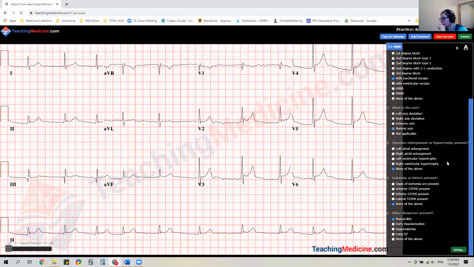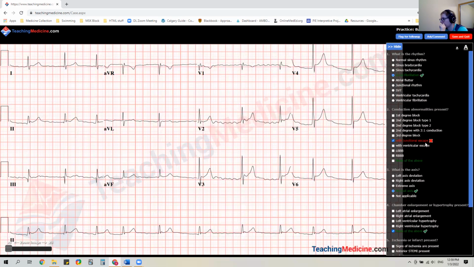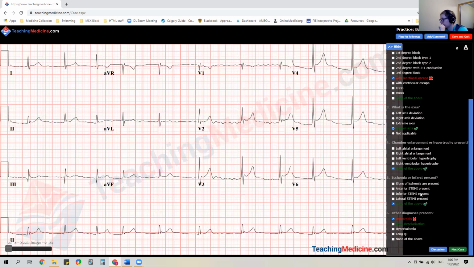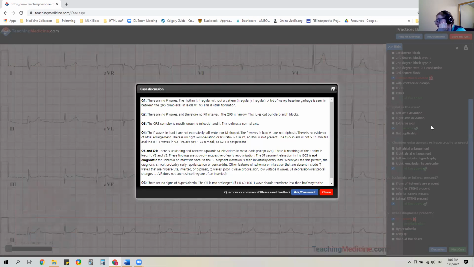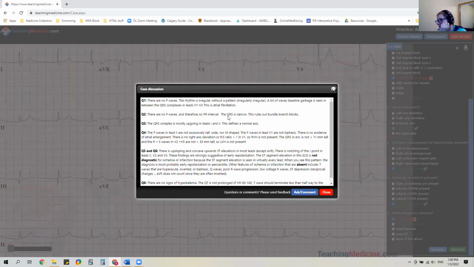Let's have a look. Okay, so they didn't want junctional escape. And early repolarization, interesting. So let's have a look at that. All right, question 2. They didn't talk about the junctional escape. I guess some of the P waves kind of get through, or the flutter gets through and sends off. Would have thought it'd be kind of a junctional escape, but I guess not.